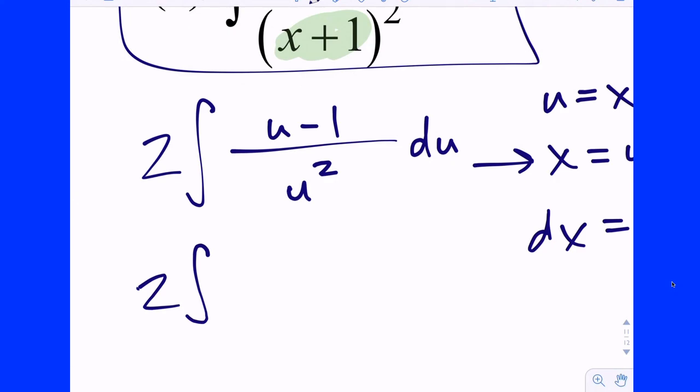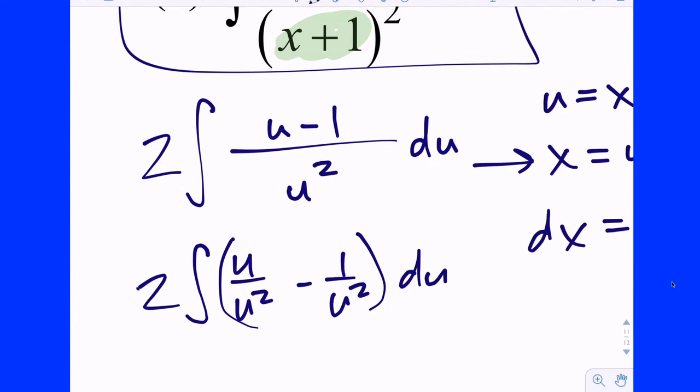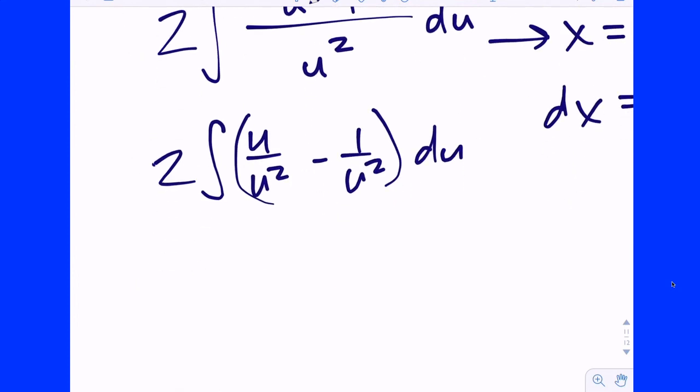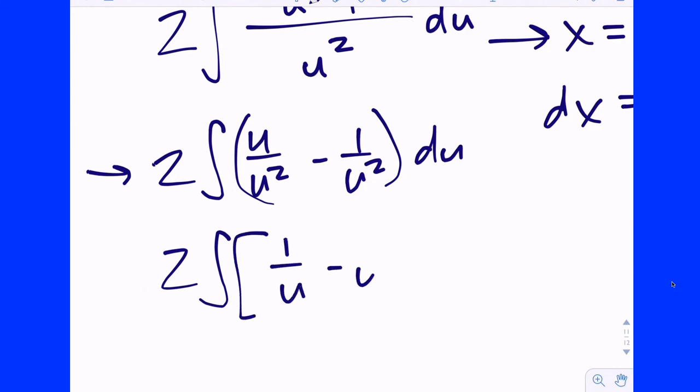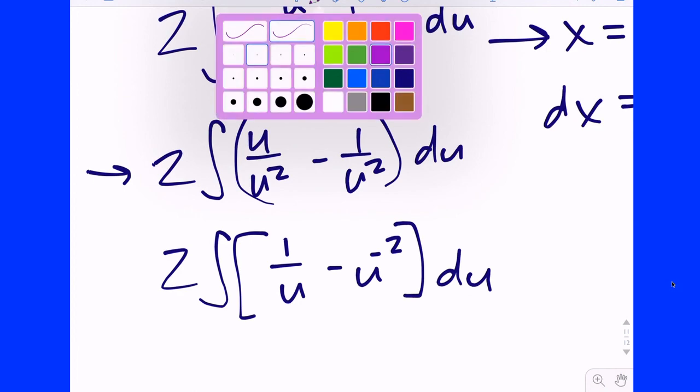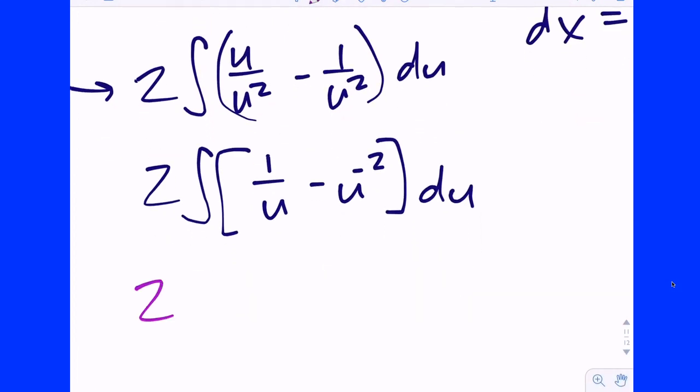Separate them. Yeah, u over u squared minus 1 over u squared. Or if you bring the u squared to the top and make it u to the negative second, then you can distribute it through. So you wouldn't have to show this middle line if you can go straight to 1 over u minus u to the negative second. However you want to write it to recognize it, if you want to call the first term u to the negative first, or you leave it as 1 over u, either way, it's the same rule of integration. And whichever way you're more comfortable recognizing it, just do what's good for you. What is the antiderivative of 1 over u, or u to the negative first?